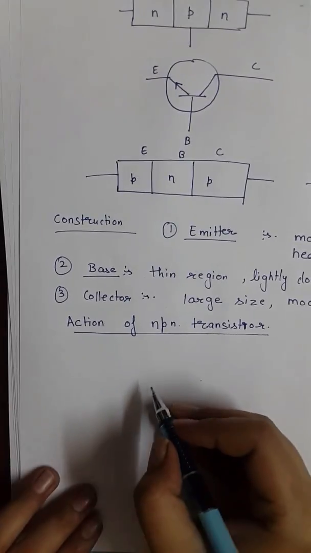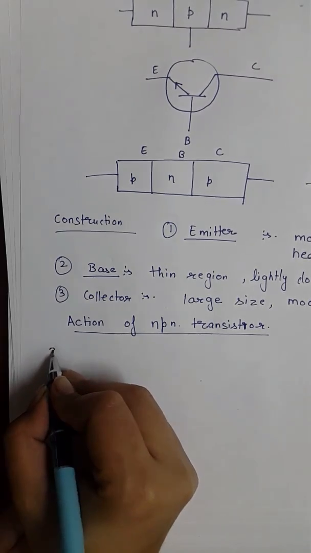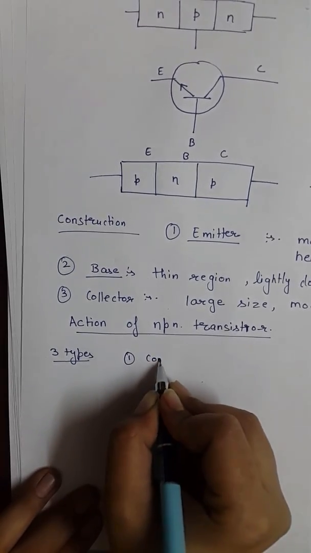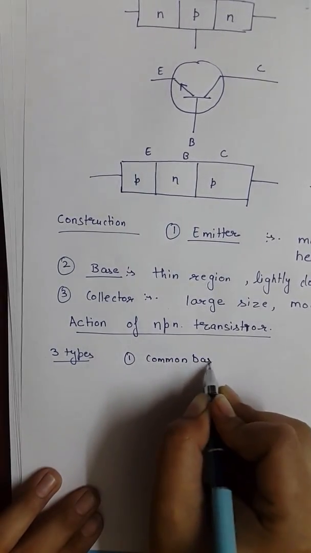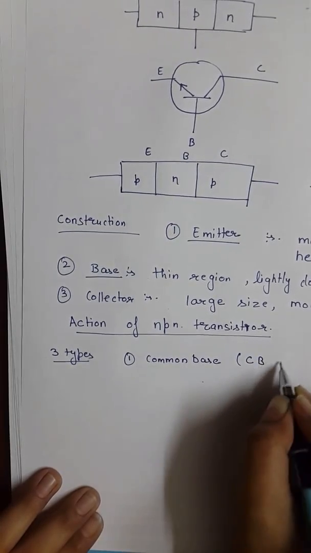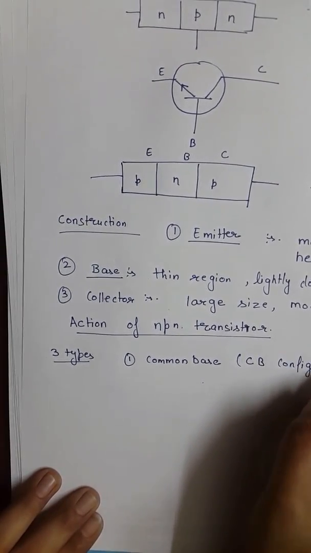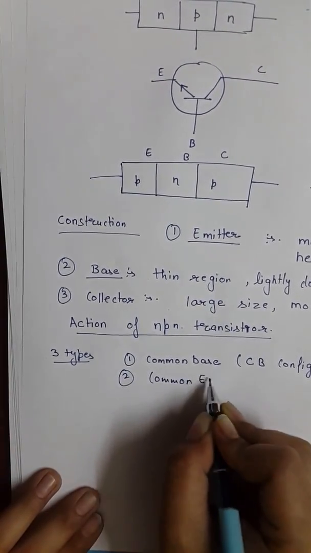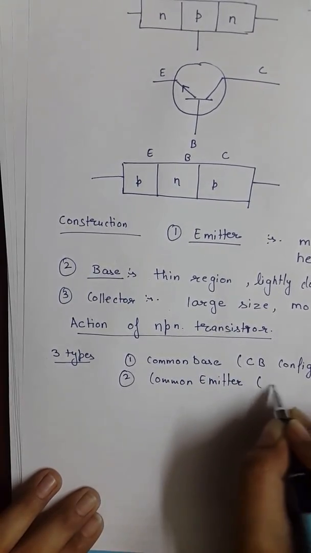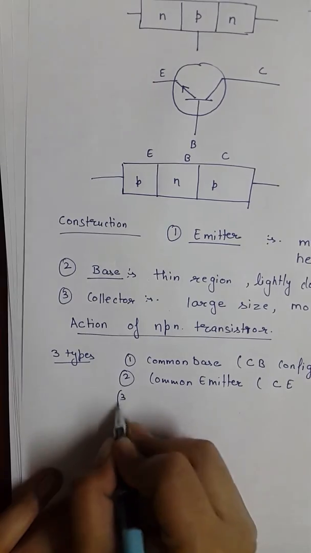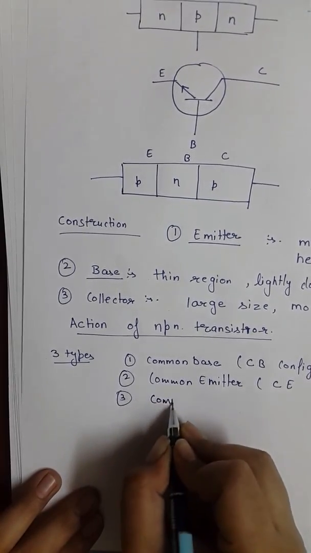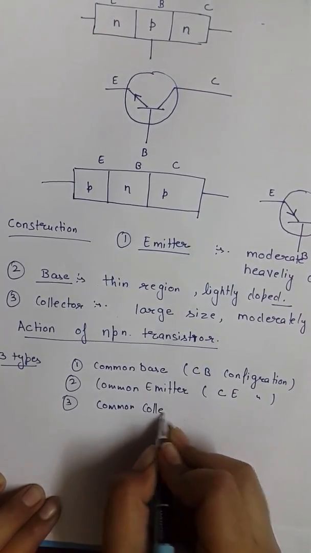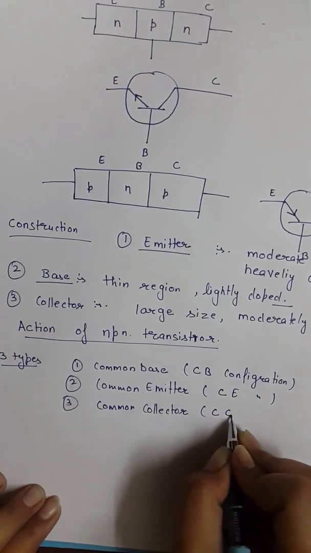Let's make an NPN transistor. We all know the configurations. There are 3 types of configuration for my transistor. That is common base, which is also known as CB configuration, common emitter, which is also known as CE configuration, and the next one is common collector. That is my CC configuration.